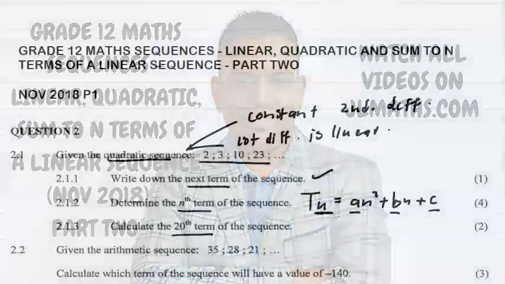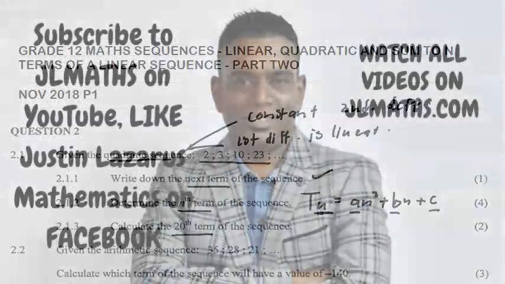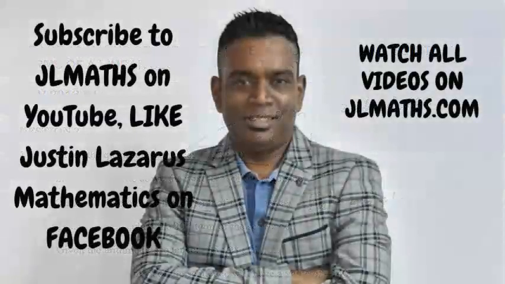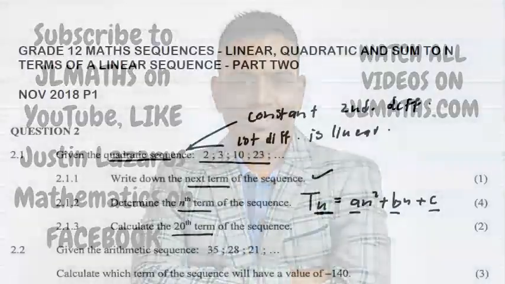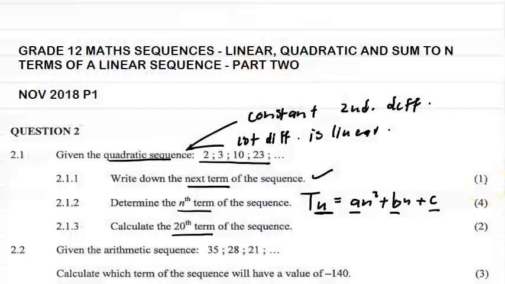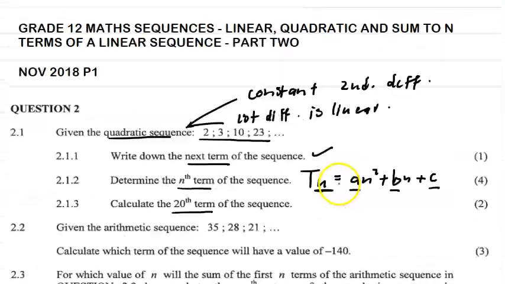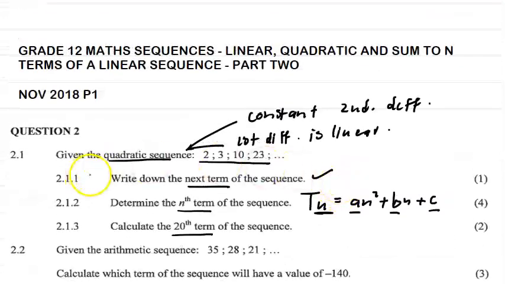In today's video lesson, we're going to be looking at grade 12 math sequences: linear, quadratic, and sum to n terms of a linear sequence, part 2. Now, if you haven't watched part 1 of this video, I suggest that you watch part 1 before watching this video. We are continuing with the November 2018 paper 1, and we've already solved the following questions, which is 2.1.1.